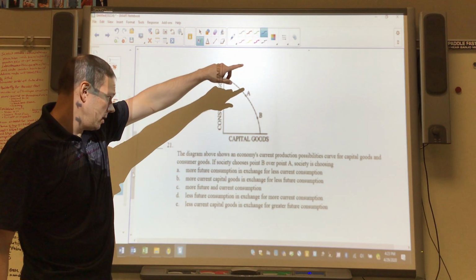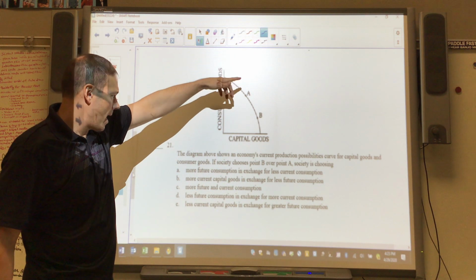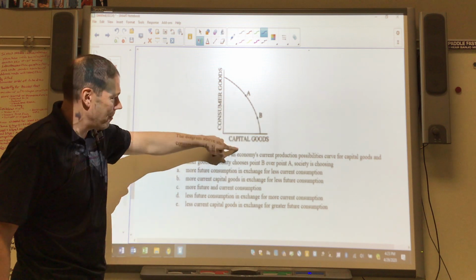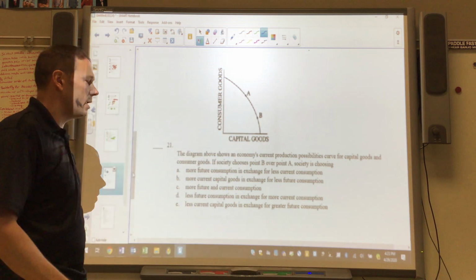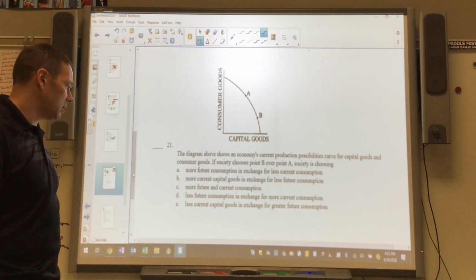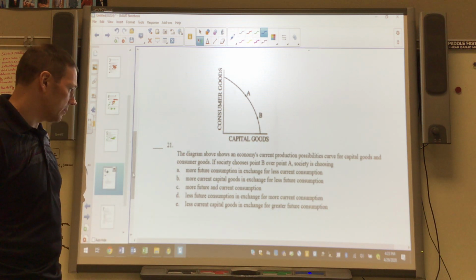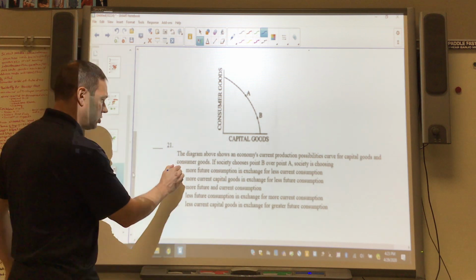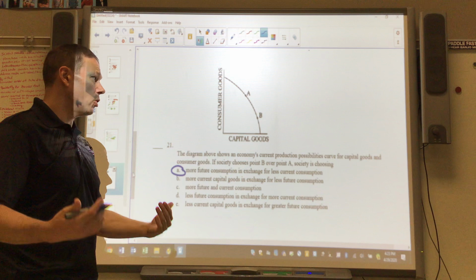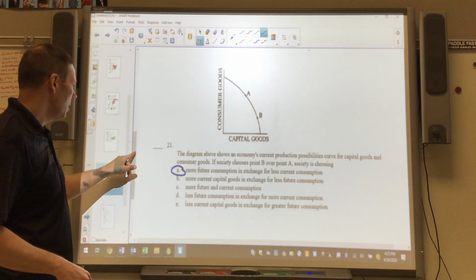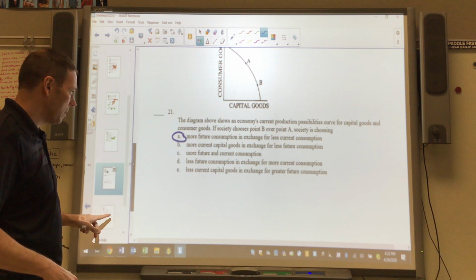21, we are currently at, A doesn't say where we're at actually, but it says if society chooses B over A, that means we're making more capital goods. Remember, capital goods mean that we are investing more in the future so that we can increase future consumption. And so we're going to get more future consumption in exchange for less current consumption. Okay, so we're investing more of our resources, things in the future, and that's what happens when we make more capital goods.